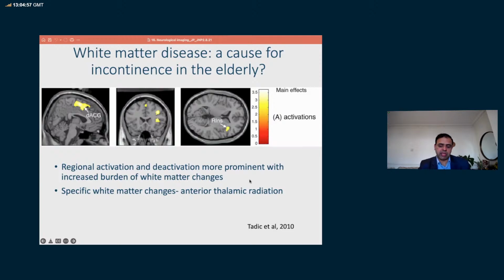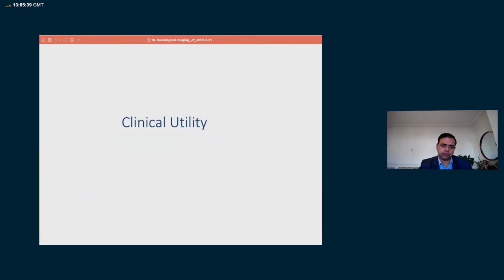And in this study from the same group, Stasatatic was first on this study, looking at the relationship, it was found that in elderly, community-dwelling individuals who were reporting predominantly urinary incontinence but who had significant white matter changes, there were specific areas of regional activation and deactivation that was more prominent and also correlated with the burden of white matter changes. And they found a correlation between these and specific white matter changes in the anterior thalamic radiation. So CNS imaging has therefore helped to understand the pathophysiological basis of bladder dysfunction in specific neurological disorders.